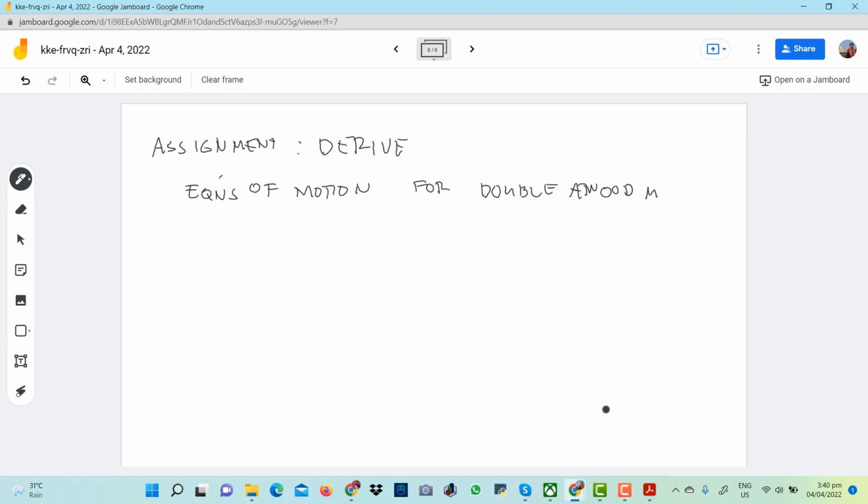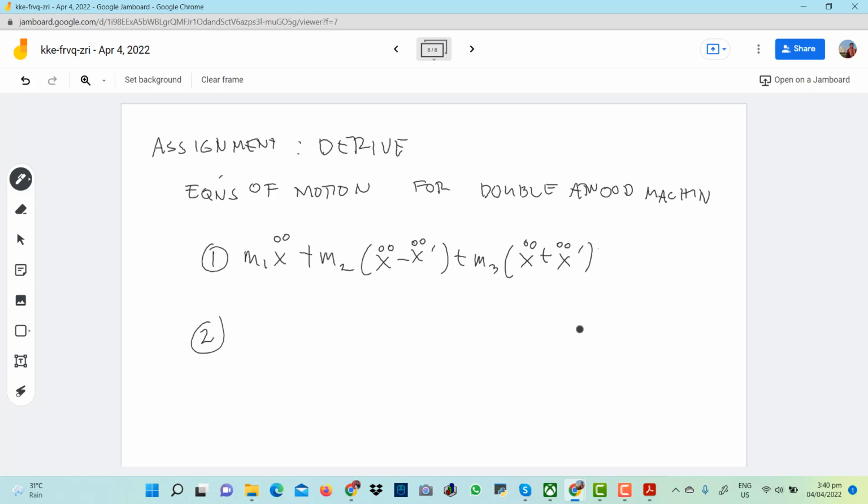So again, this will be your assignment. Please derive the Lagrangian. Using the two Lagrange equations, we get two equations of motion. The first is m1 x double dot plus m2 (x double dot minus x double dot prime) plus m3 (x double dot plus x double dot prime) equals (m1 minus m2 minus m3) times g.